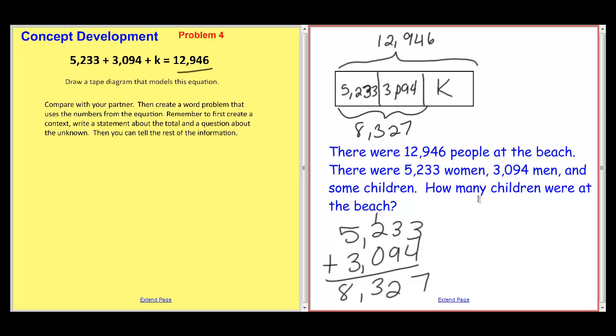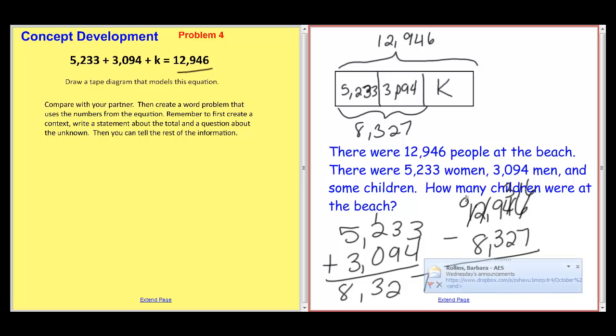So if I take this number away from the total, I should be left with the number of children. So I have 12,946 minus 8,327. So I cannot subtract in the ones, so I have to decompose the tens, and that gives me 3 tens, 16 ones. I can subtract in the tens, I can subtract hundreds, but when I get to the thousands, I cannot subtract. So I'm going to have no 10,000s and 12,000s. Okay, so let's just subtract. So I get 9, 1, 6, 4. So there were 4,619 children. So now I'm just going to answer the question.